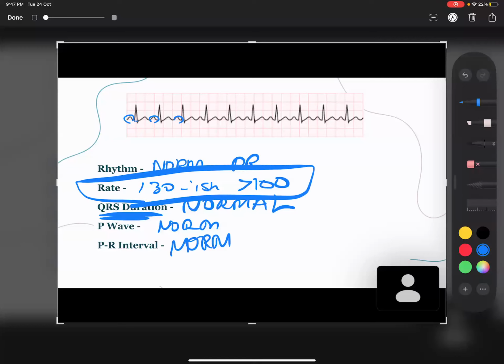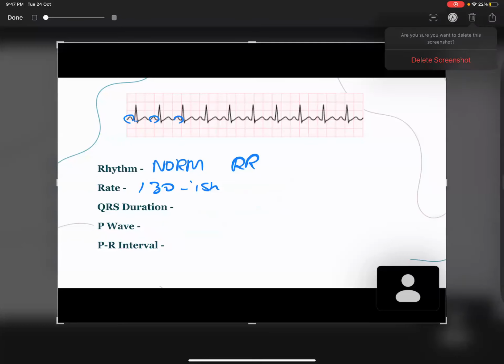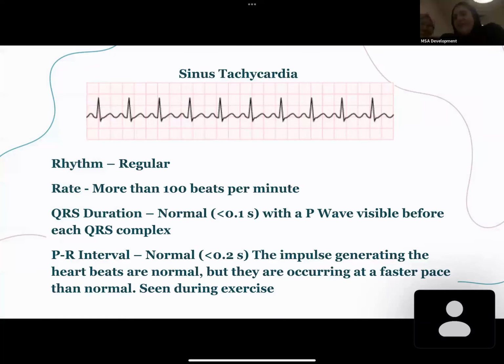So what do we call this? Like someone said it first. It's sinus tachycardia. Good job. It's really important to say sinus because sinus means it's normal, regular. The rhythm is regular, the rate is high. QRS, everything is normal except for the rate, it's very high.